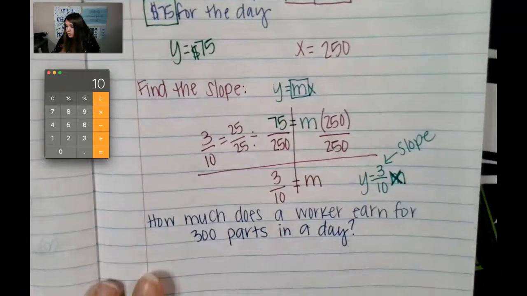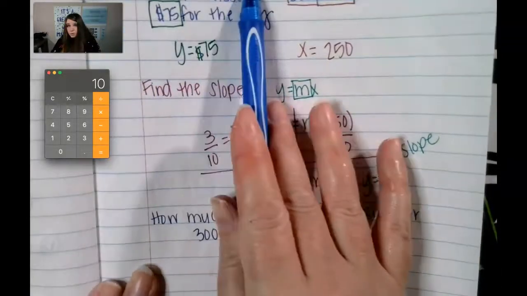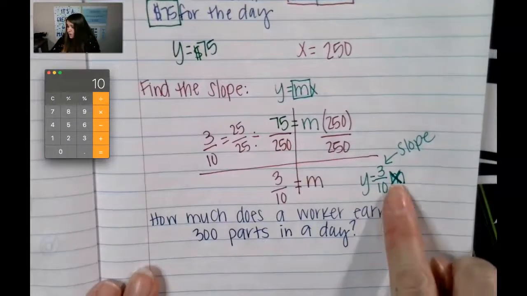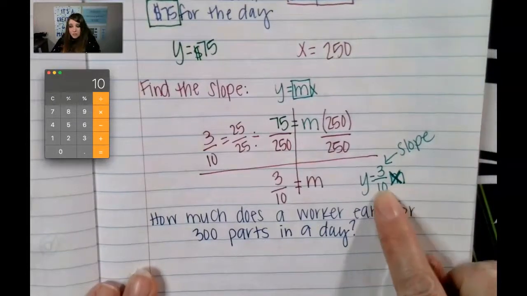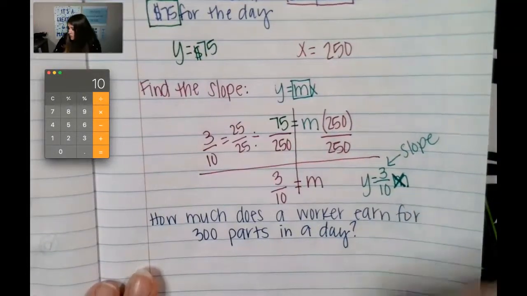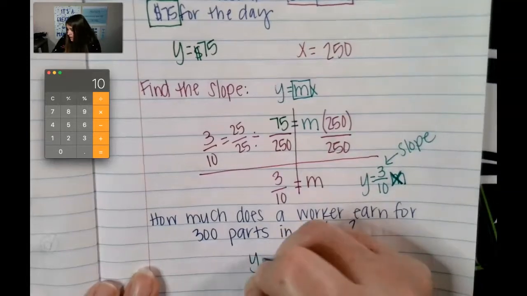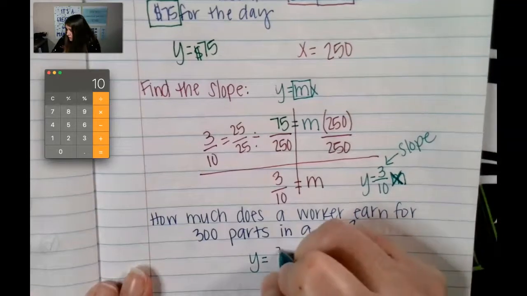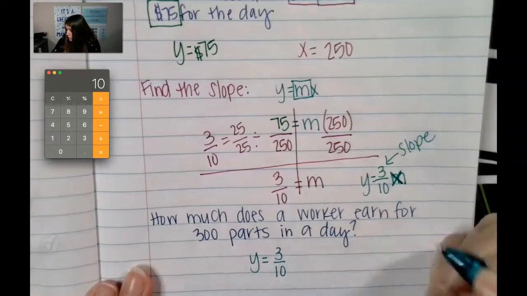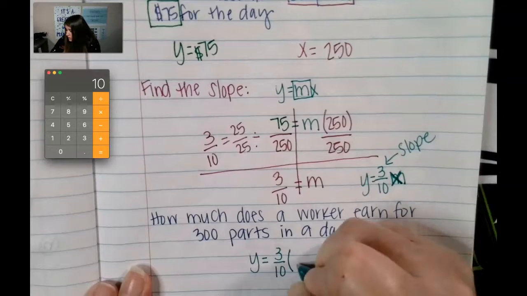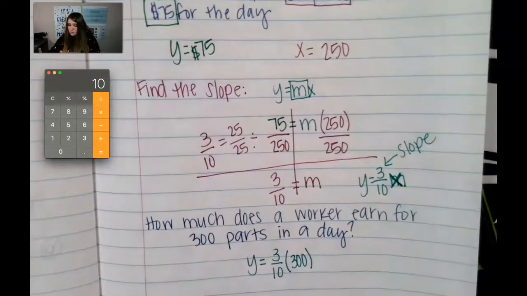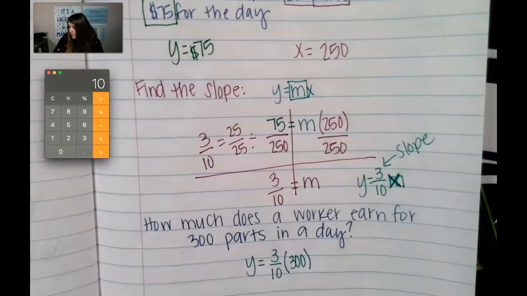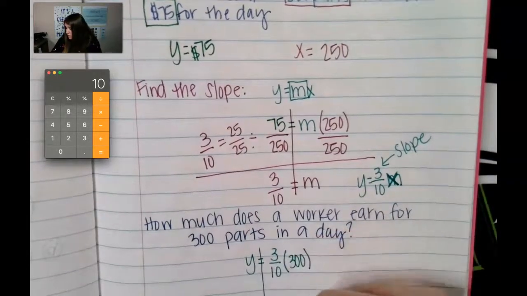So we're going to go up here. We're looking for things assembled, which was X. So in for X, I'm going to use my equation here. And my equation is now going to say Y equals, so how much money, there's the money, equals the slope or the proportion times the things assembled, which is 300 parts. All right, so we're looking for the money. How much money do they earn?